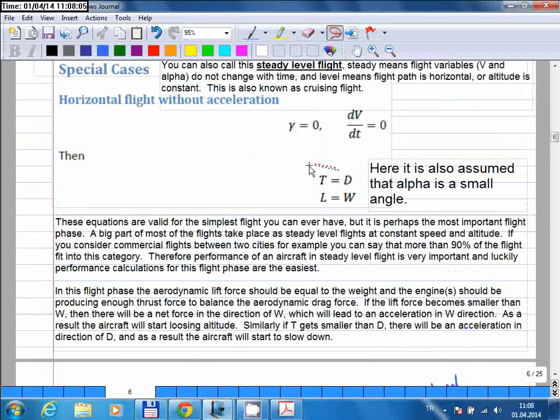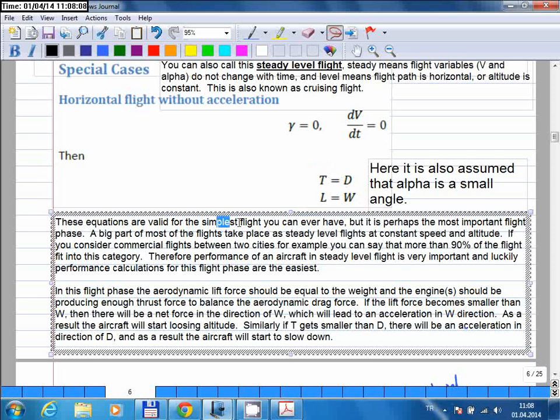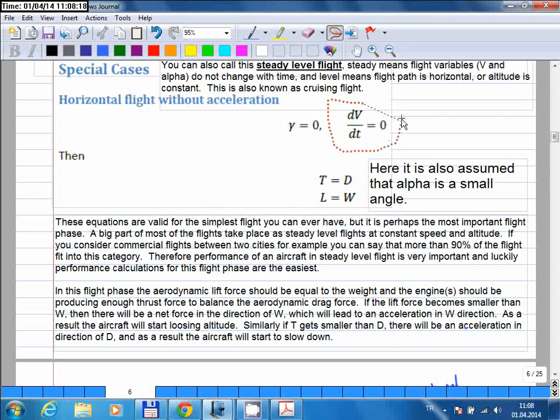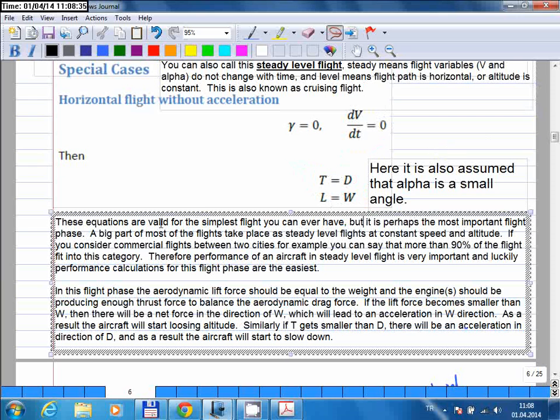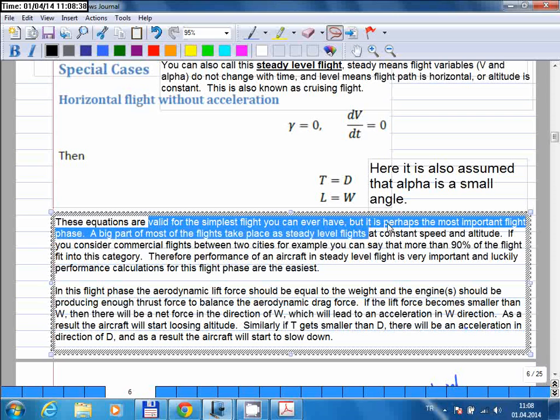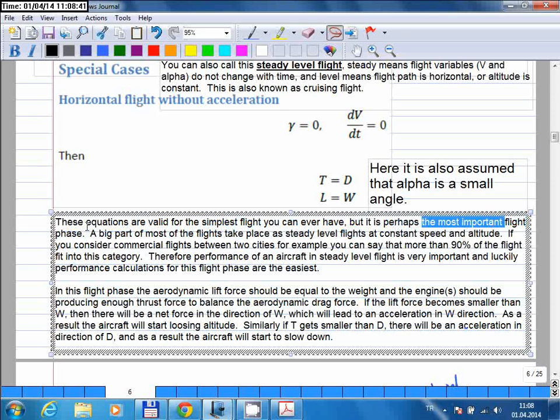Okay, so these two simple equations are valid for the simplest flight you can ever have. So there's nothing difficult here. No accelerations. Accelerations are obviously hard to analyze because, for one thing, the equation becomes a differential equation, right? If there's no acceleration, then you have a simple algebraic equation. But if there's an acceleration, then you have a differential equation. And obviously, differential equations are more difficult to solve. And so therefore, this is the simplest flight you can ever imagine. But perhaps it is the most important flight phase. So it is the simplest, but luckily it is the most important flight phase, and that's because a big part of most of the flights take place as steady level flights at constant speed and altitude.